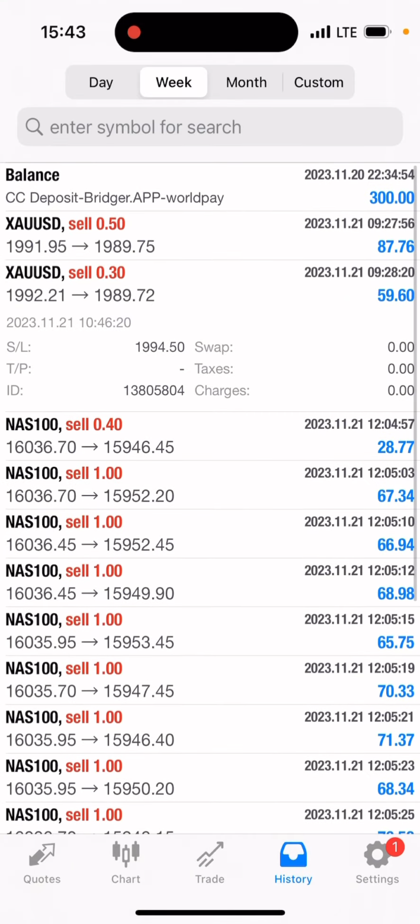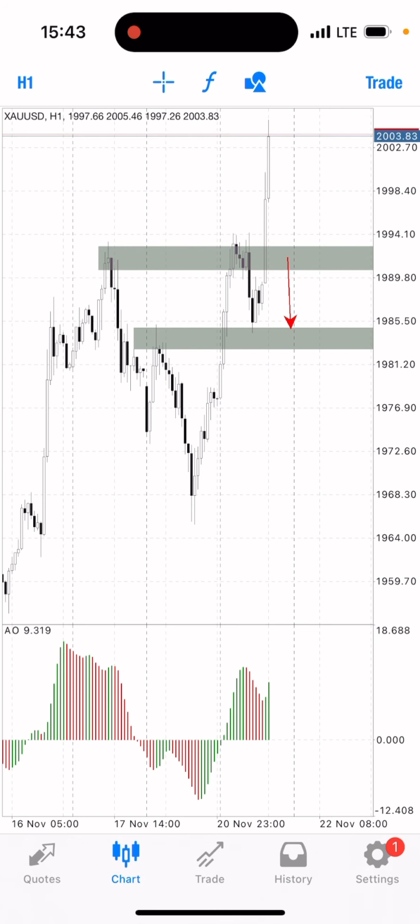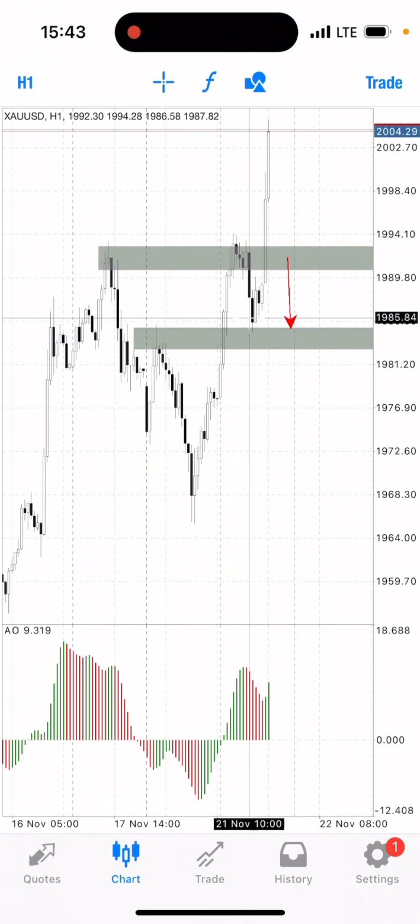$450. One entry gave me $87.70 and the other entry gave me $59.60. So this is the XAUUSD sell. I sold XAUUSD from this resistance here, and I closed my trades here at this small resistance.